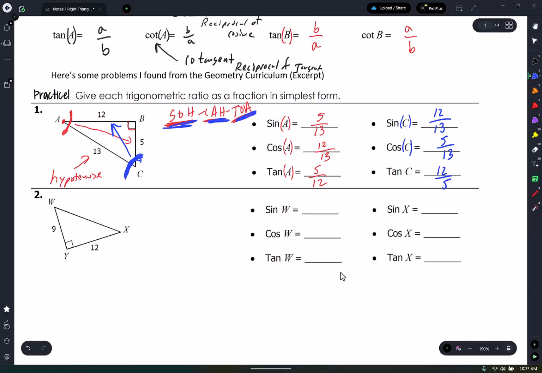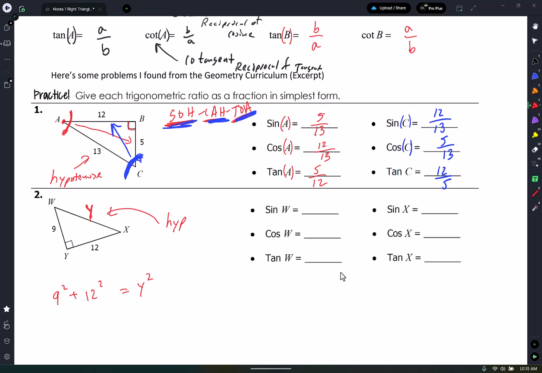Let's go to number 2. Before you can solve this, you need to figure out what the hypotenuse is. This is the hypotenuse. I'm going to put little y. I'm just doing Pythagorean theorem. 9 squared plus 12 squared equals y squared. It's a Pythagorean triplet if you recognize it, but if you don't recognize it, that's fine.